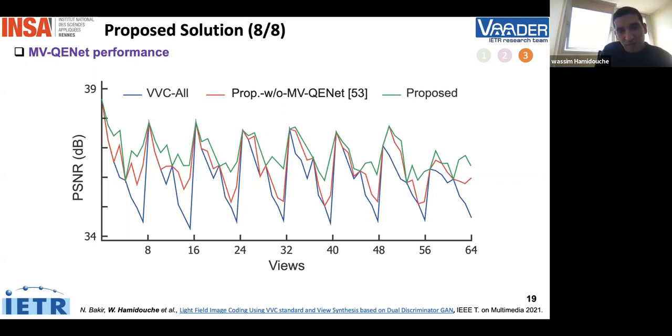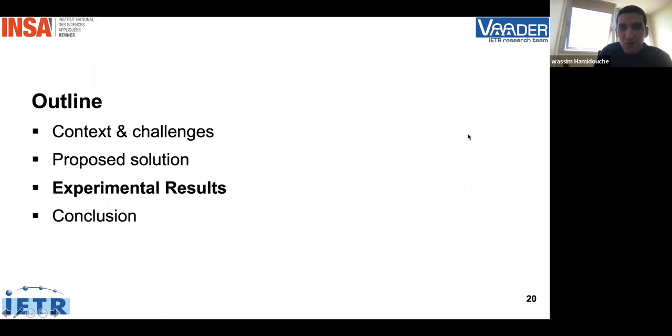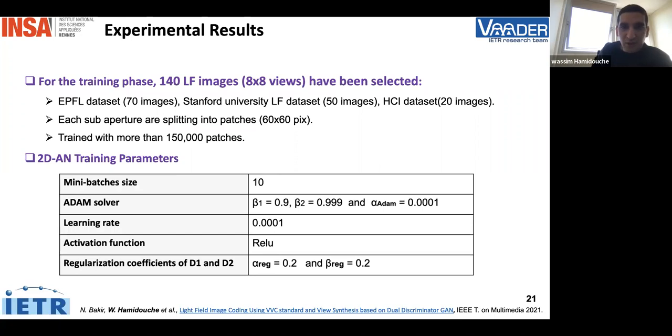So this figure shows why it is important to perform this quality enhancement block. And now we will see, once we have presented this solution, which is composed of three components, like view synthesis, rate distortion optimization to decide whether we need to encode or synthesize, and the quality enhancement block. Now we will try to assess the performance of this solution.